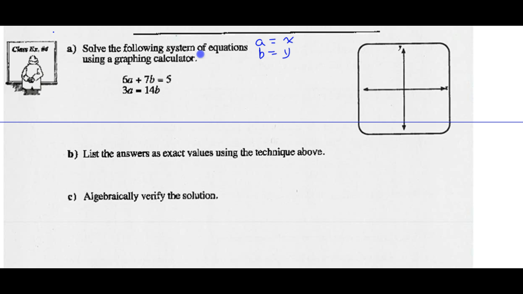So in my graphing calculator we have to solve for y. So for these equations I want to solve for b. So this first equation I would minus 6a from both sides and then divide everything by 7. So b would equal negative 6/7 a plus 5/7. Or you could simply write it as this: b equals negative 6a plus 5 all over 7. We don't need to have it in slope-intercept form to put in our graphing calculator. That would be acceptable.